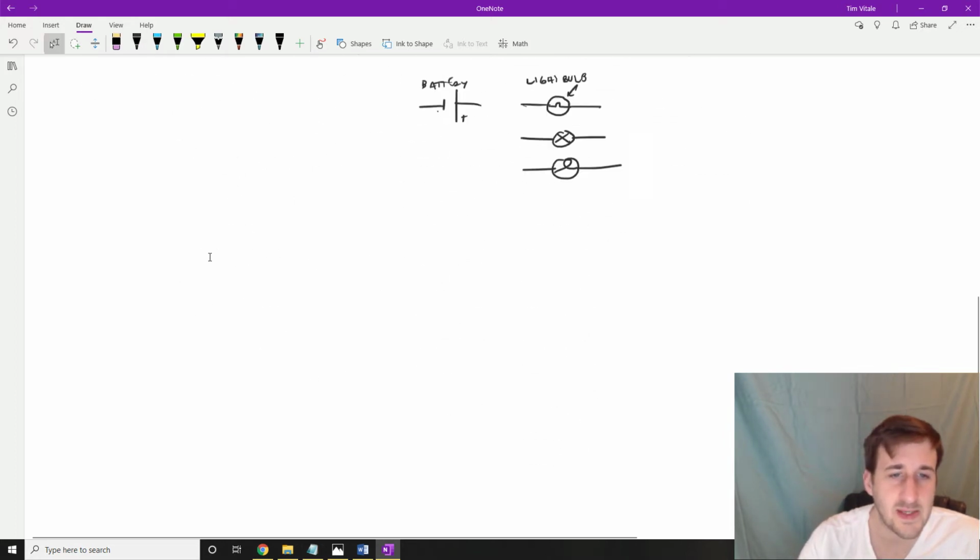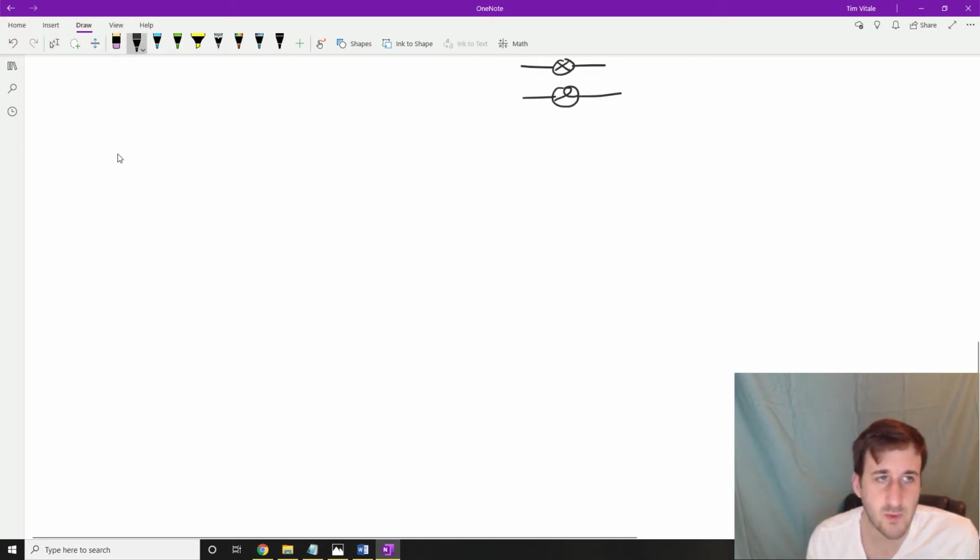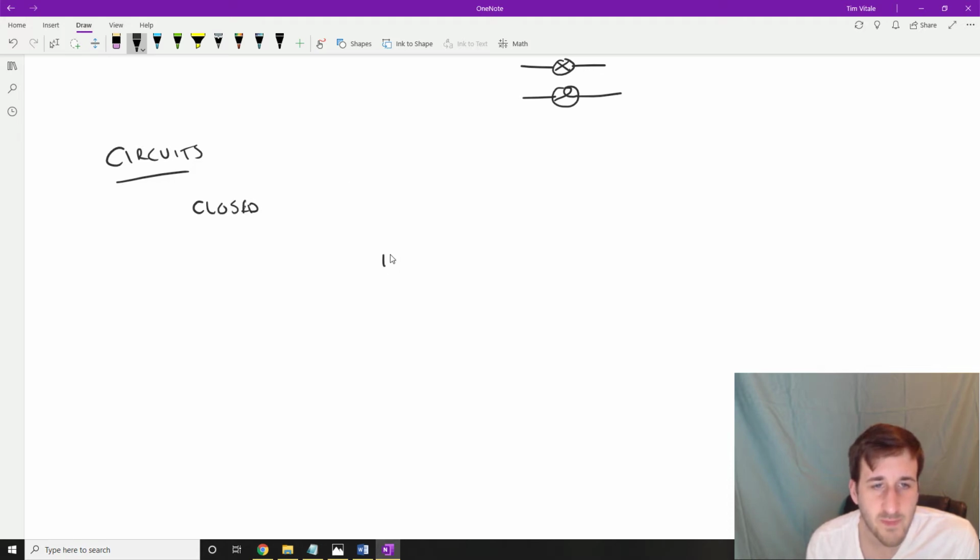Now let's talk about the basics of circuits, because there's a couple rules to circuits. In order for electricity to flow, circuits have to be closed. So if you have a battery and a light bulb, I'll just make it an X, and you just kind of have that, this would not be closed. There would be no circuit.